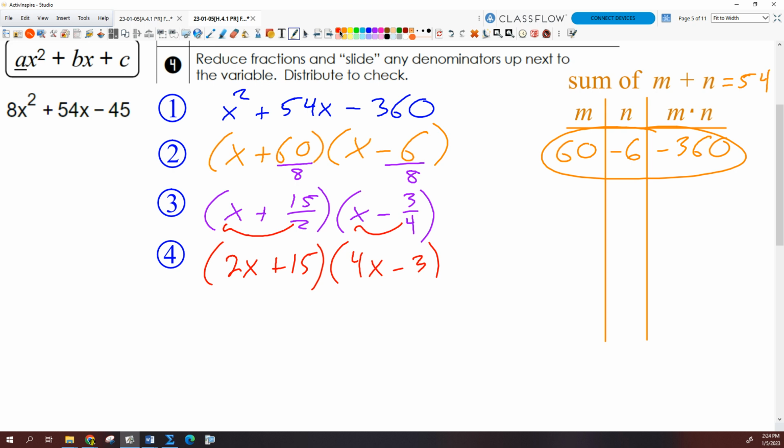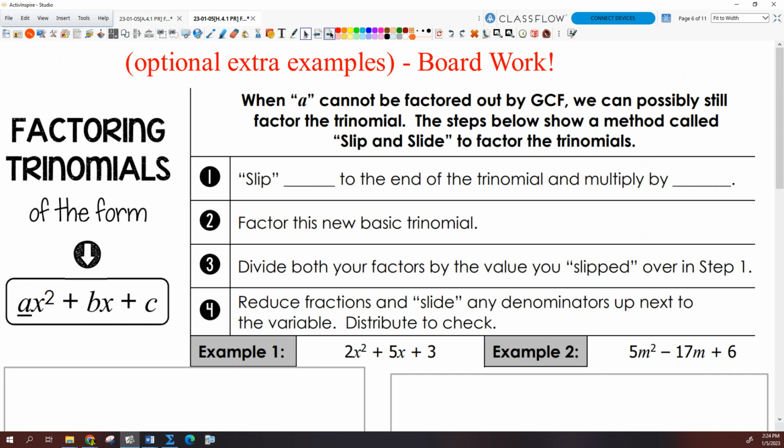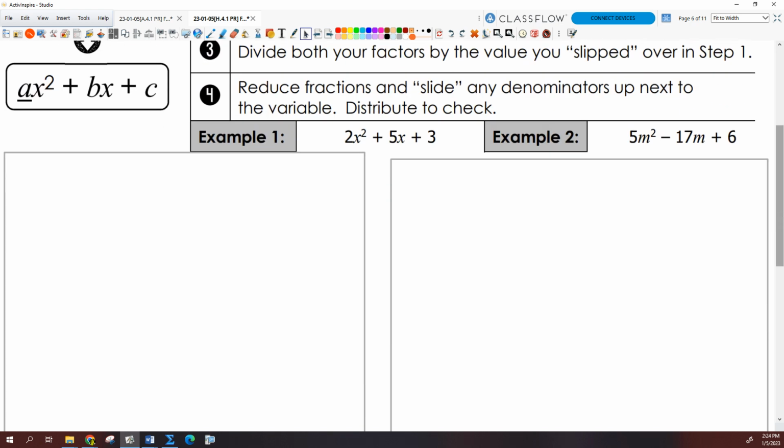Okay? Give me 1 to 5. Is that all making sense? Okay, and I'll give you that handout. I bet you want to try one on the board? Okay, why don't we do, okay, just do example 1 real quick.